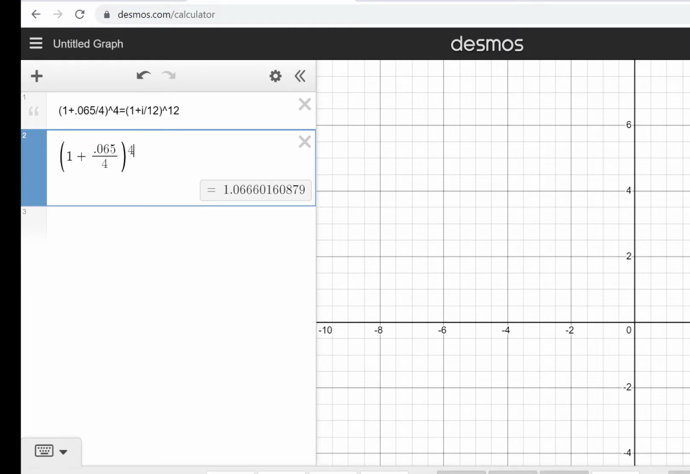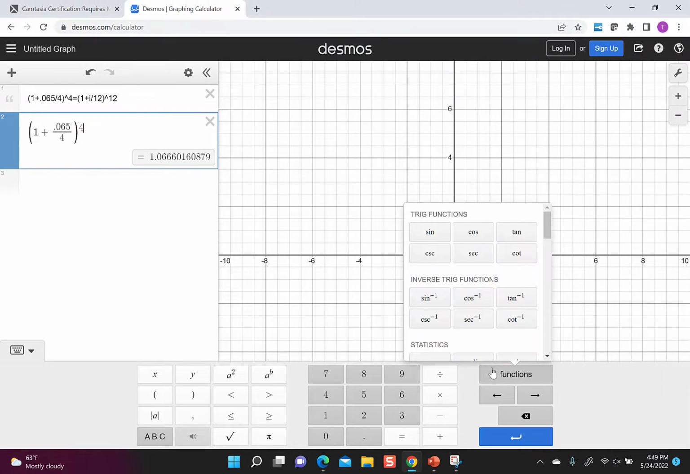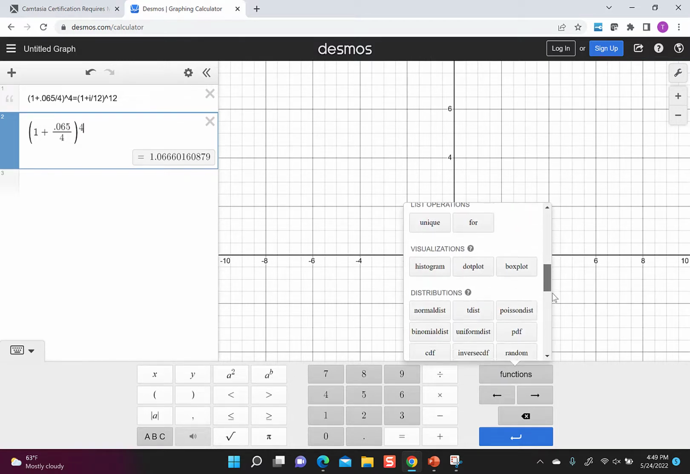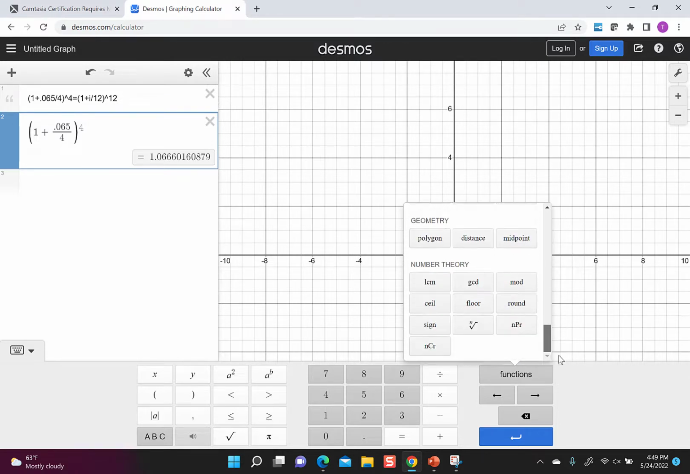And at first you probably don't see anything on there that's useful, so you go over to the functions and then you start looking through, and this is assuming that you're using Desmos like I am. So I just go through and look for something that looks like that and see how it's down here at the number theory. So there's this nth root. So I'm going to hit that.